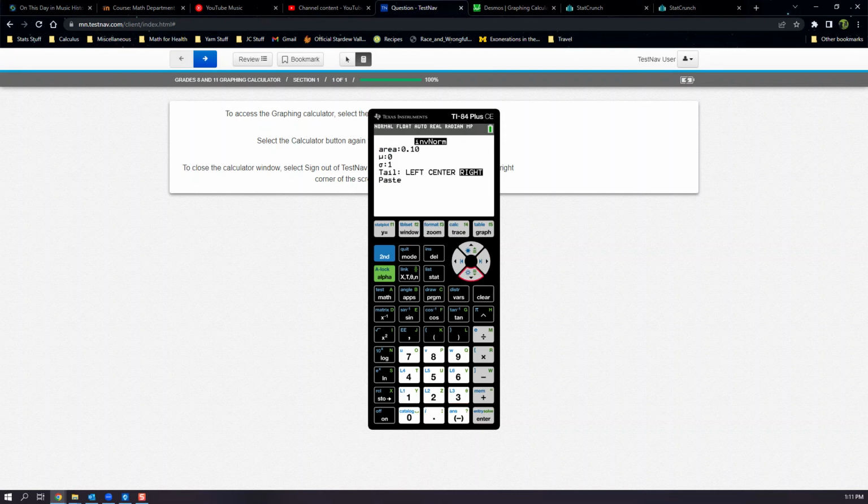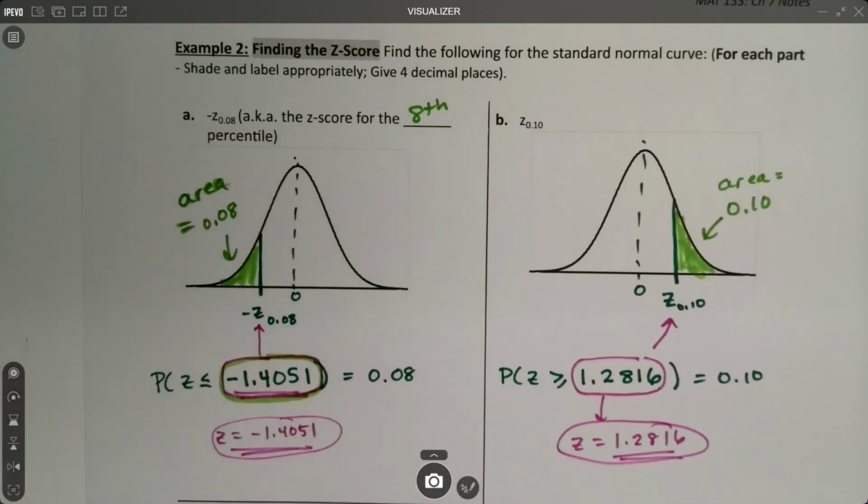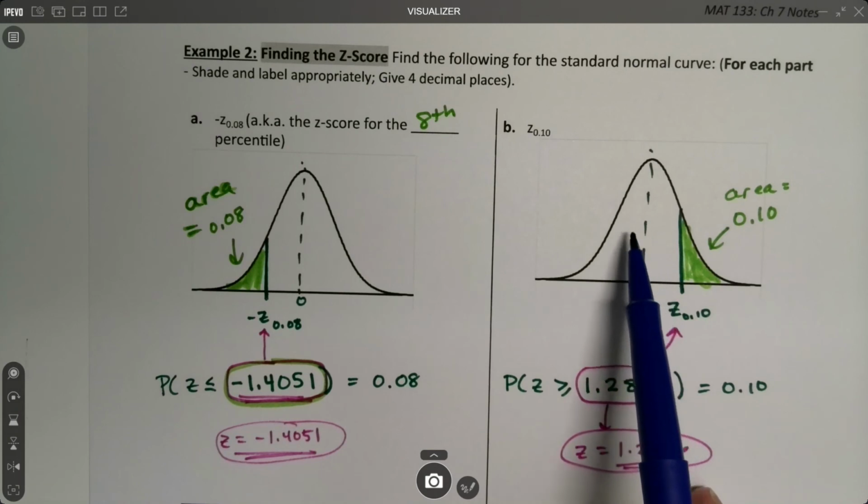So what you'd have to do is find the complement of that area. So 0.9, it's always left no matter what. There's no option. So if you're thinking, do I have an old calculator? If you go into your TI-84 and it doesn't give you the option of left, right, or center, you have an old calculator. And therefore, left is always the default. So you can do it, but you have to find the complement area first. Since this is 0.10, this is 0.90. And so you have to put this in instead.